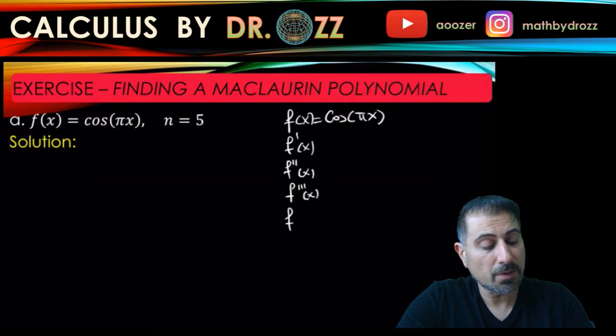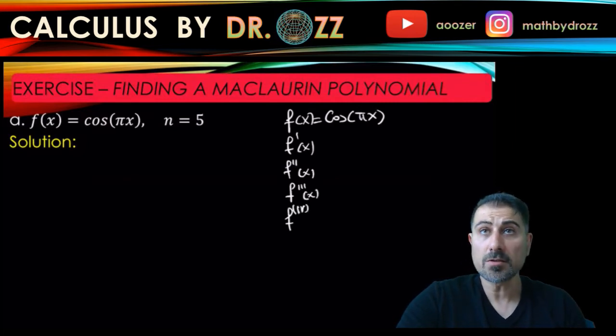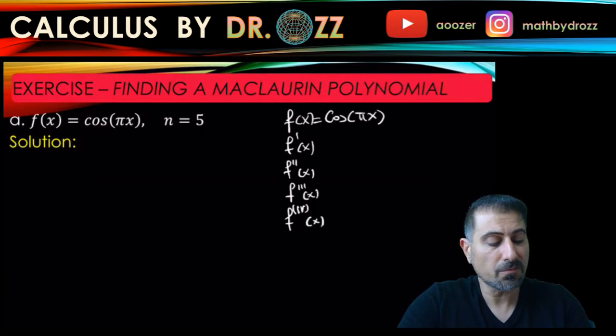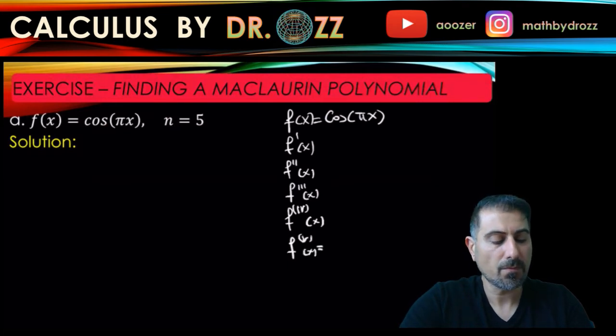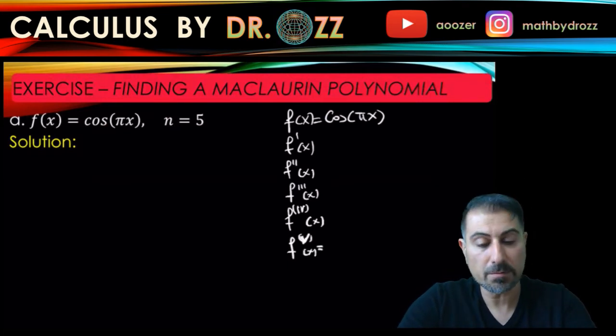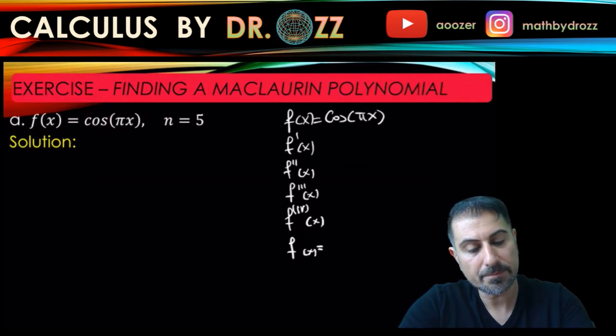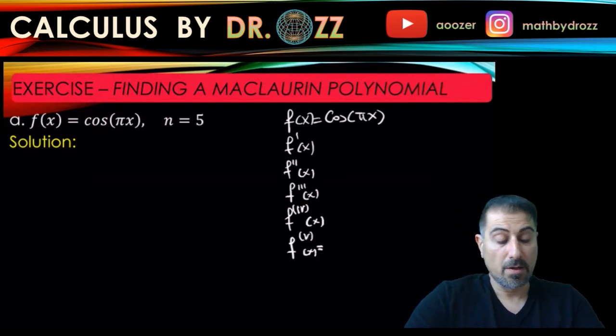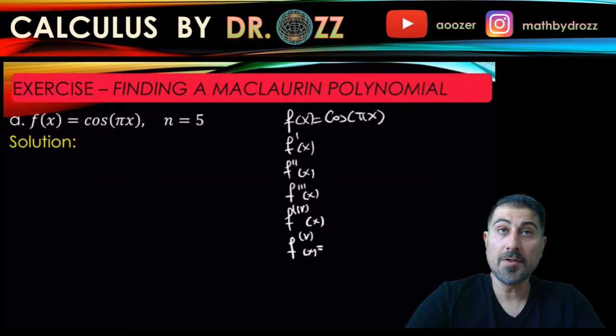After the triple prime, we use the parentheses notation to denote the derivatives. Okay, the 4th derivative and the 5th derivative. Just rewrite that. So you can use this as a good practice for applying the derivative rules that we learned earlier.